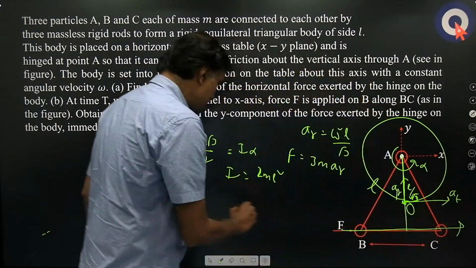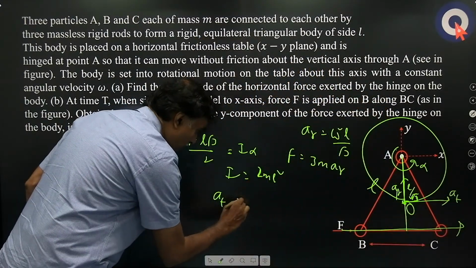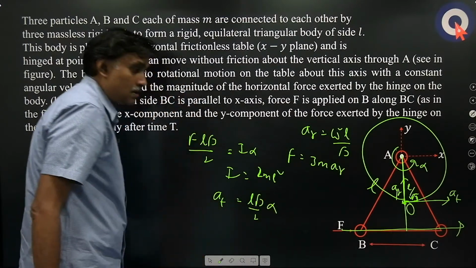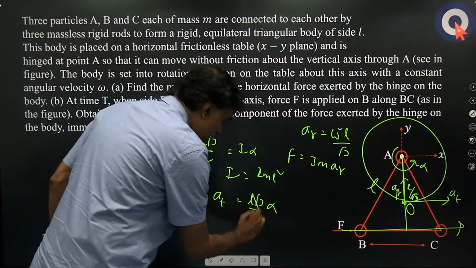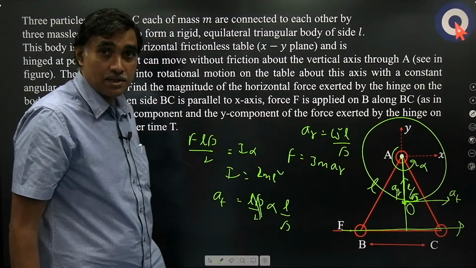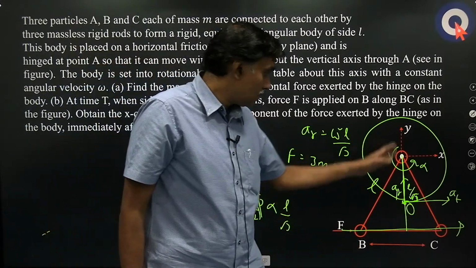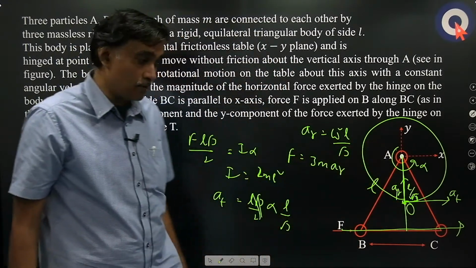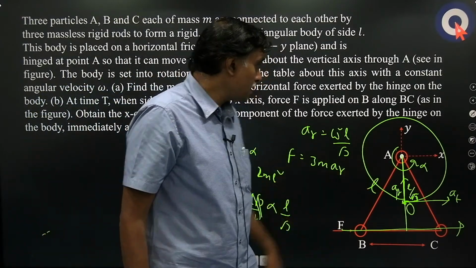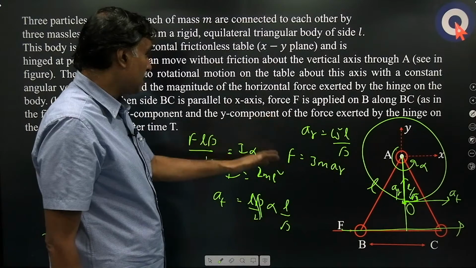And what is tangential acceleration? It is not L root 3 by 2 into alpha, that is wrong. What is tangential acceleration? R alpha. What is R? L by root 3. So, L by root 3 into alpha. This is tangential acceleration. Now, how do you find x component and y component of hinge force?